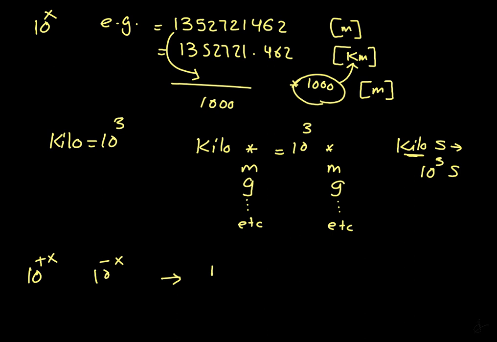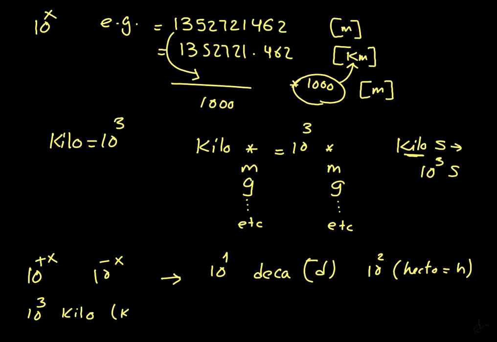So for example, 10 to the plus 1 is sometimes called deca or deka, depending on how you pronounce that, and this takes the letter D. 10 to the second is hecto, and this is equivalent to just H, right? 10 to the third, the most known one, is kilo, and it takes the letter K. 10 to the sixth, that's mega, and we give that capital M. Then 10 to the ninth, that's giga, and this takes the letter G, and more and more.